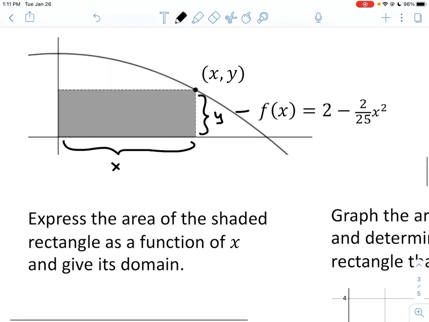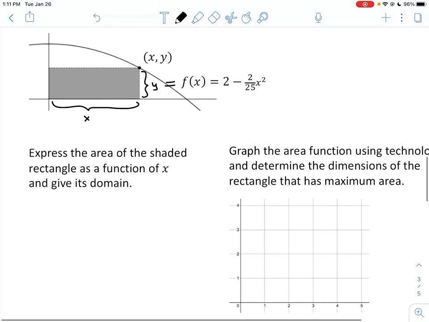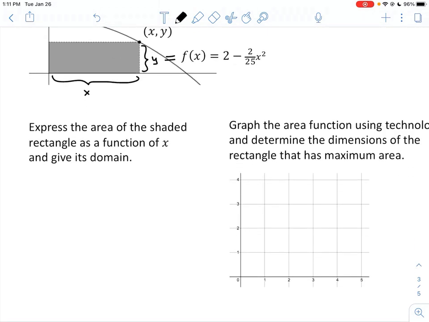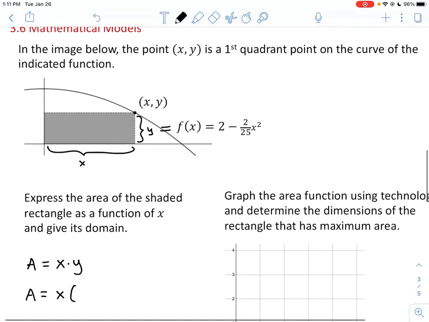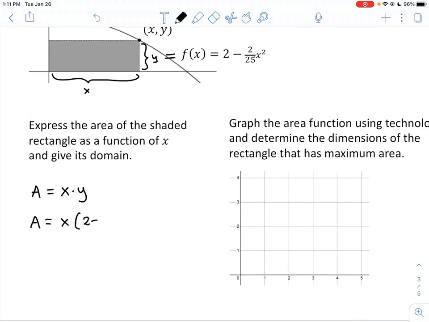And the y-coordinate, of course, is equal to this function. So if we want the area of the gray rectangle, it would be simply x times y, length times width. But if we want this to be a function of x only, we want to replace the y with that function, because that's the rule you use to calculate the y-coordinate for every single point along that curve. So we change the y to 2 minus 2/25 of x squared.